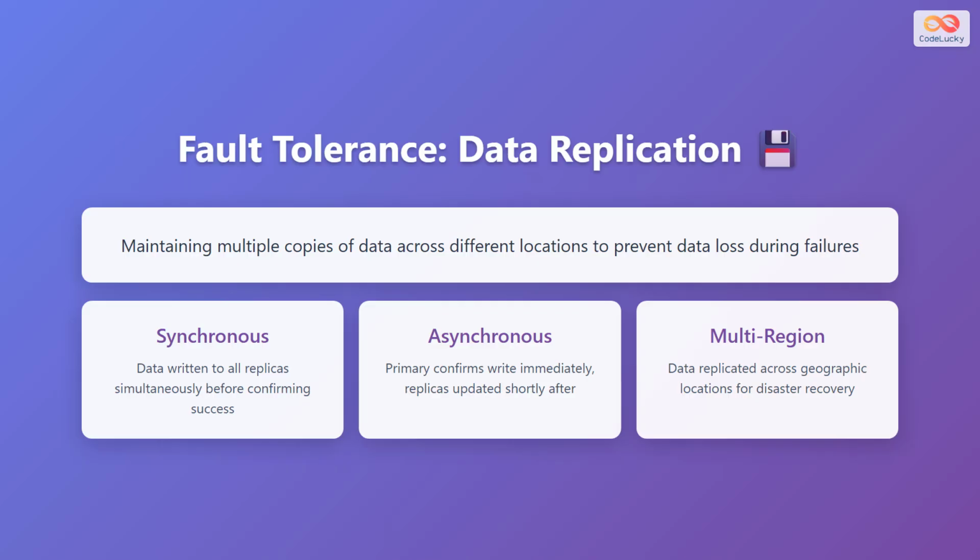Asynchronous replication allows the primary database to confirm writes immediately, with replicas updated shortly afterward. This provides better performance, but introduces a small risk of data loss if the primary fails before replication completes. Multi-region replication distributes data across geographic locations, protecting against data center-level disasters and enabling disaster recovery capabilities.